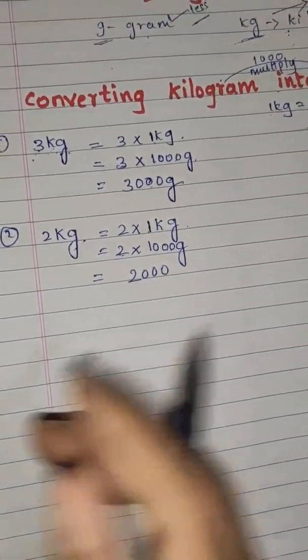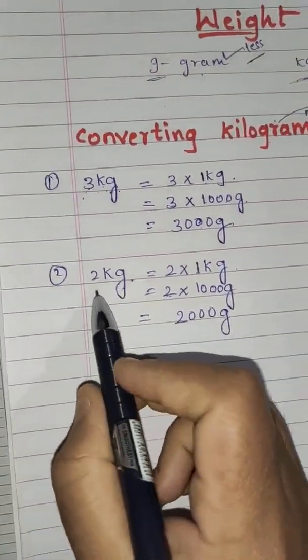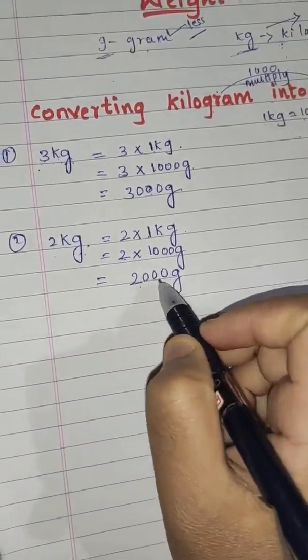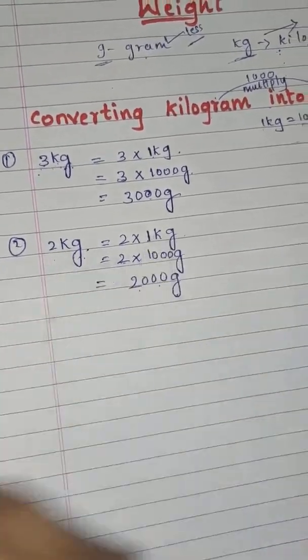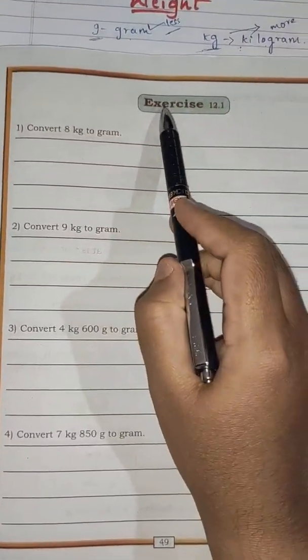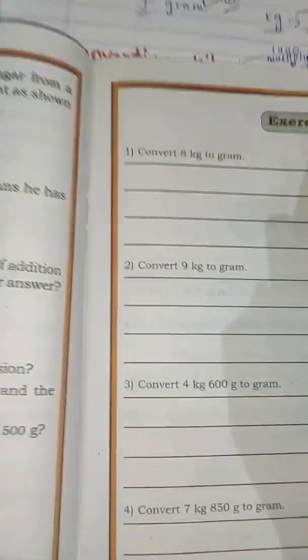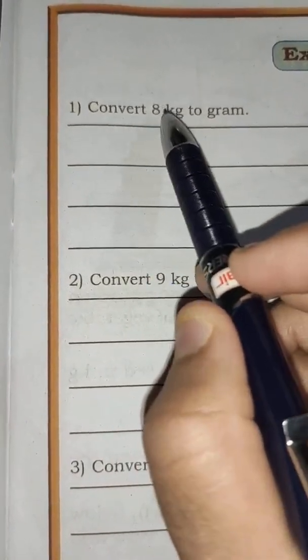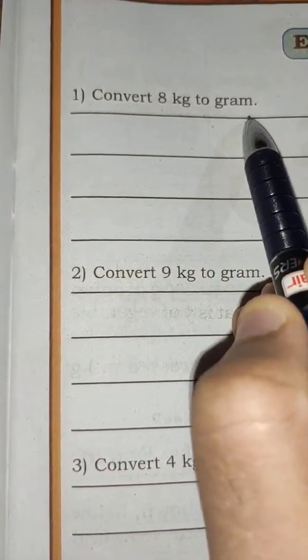Understood, children? So 2000 gram. 2 kg is equal to 2000 gram. Okay. Now children, come to page number 49, exercise part 12.1. The first one is here: convert 8 kg to gram.